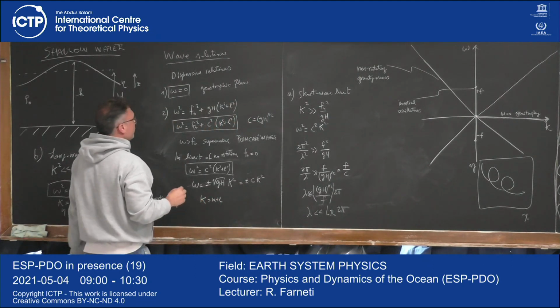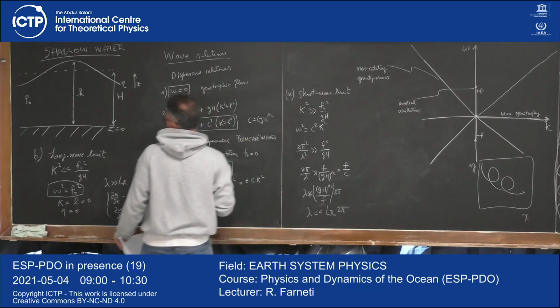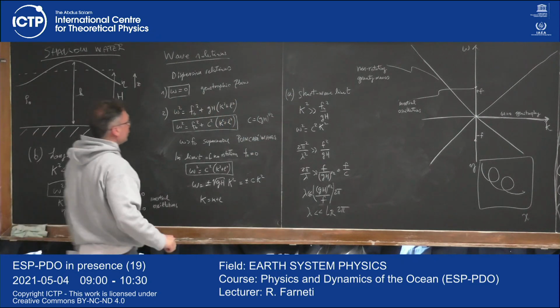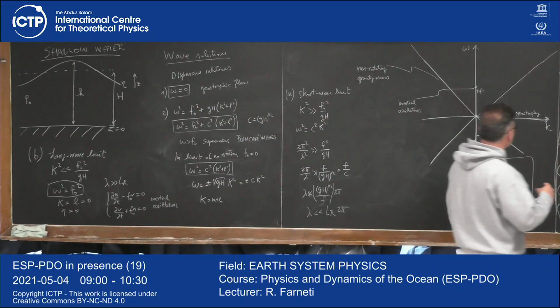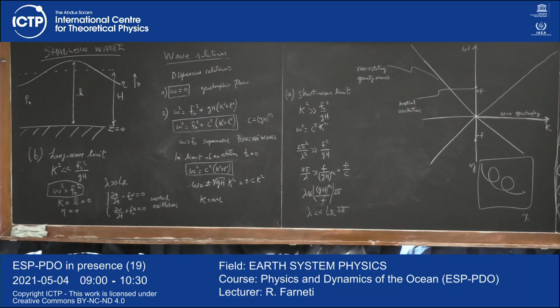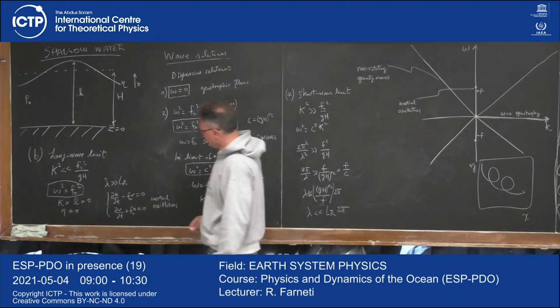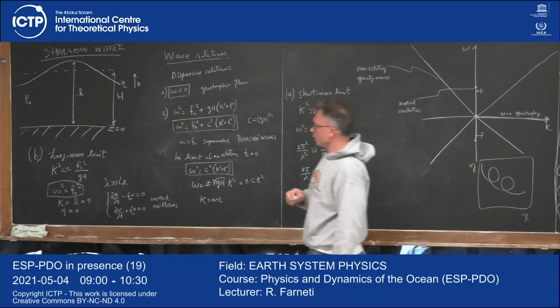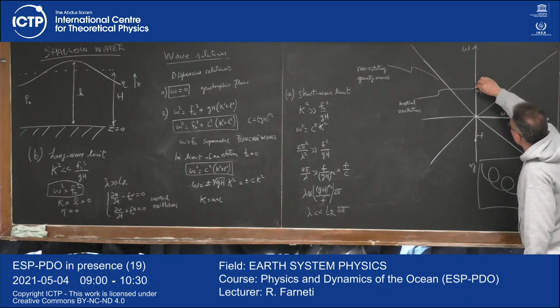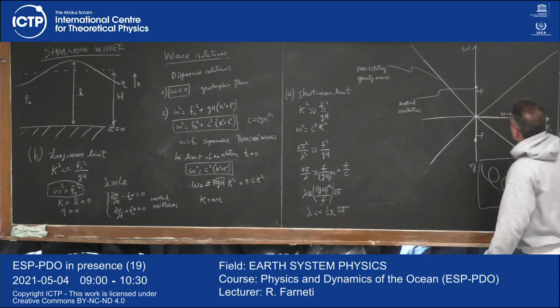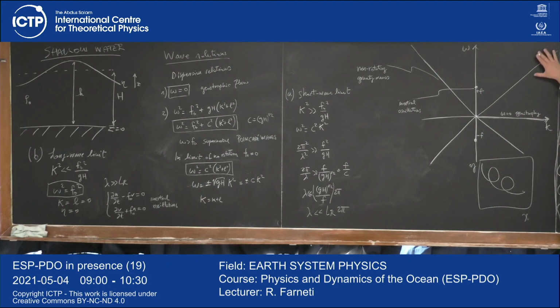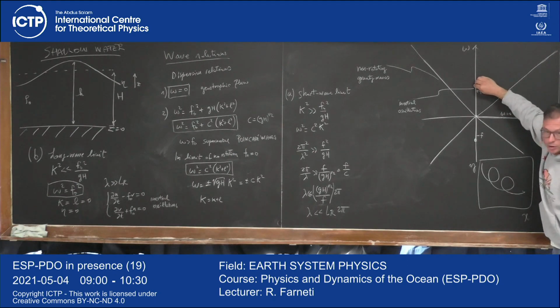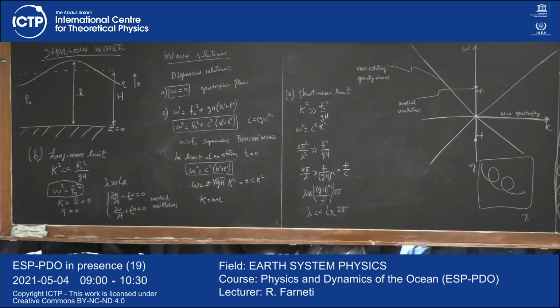If you retain rotation, then you have two limits, the short wave limit and the long wave limit. In the short wave limit, so large wave numbers, you approach the non-rotating gravity wave solution. And in the long wave limit, you obtain inertial oscillations, which are here and here. Okay? So short wave limit, you approach this, and long wave limit, you approach inertial oscillations.